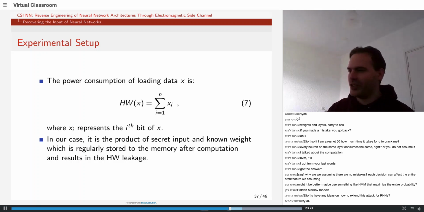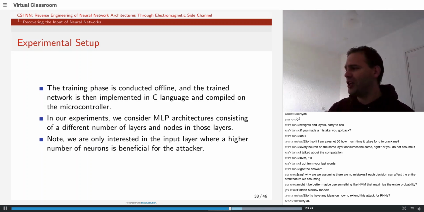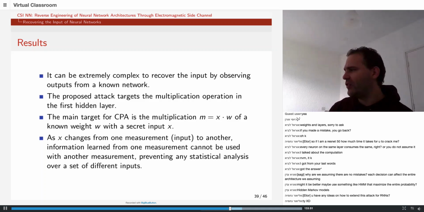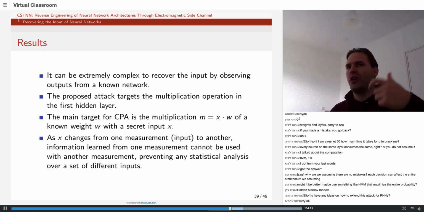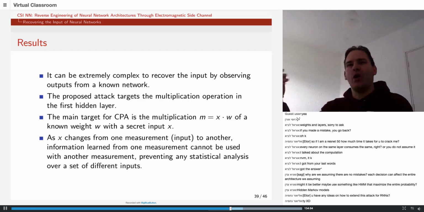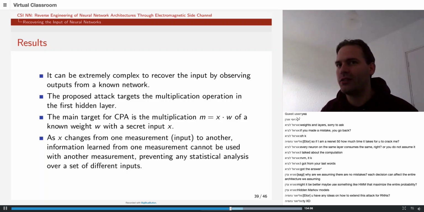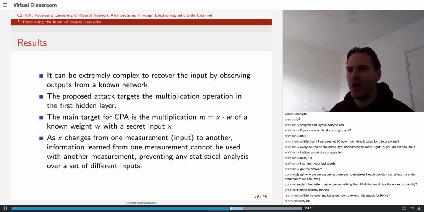Everything else is the same, so we still use the Hamming-Weight model. I'm just repeating this for the sake of clarity. And we again attack the multiplication operation, because now we are trying to get the input. And of course, to get the input, the natural point is to attack the multiplication, because now we know the weights, we just don't know the x. Okay? But actually, here is the problem. We know the weights, but x changes from execution to execution, because every input is different.